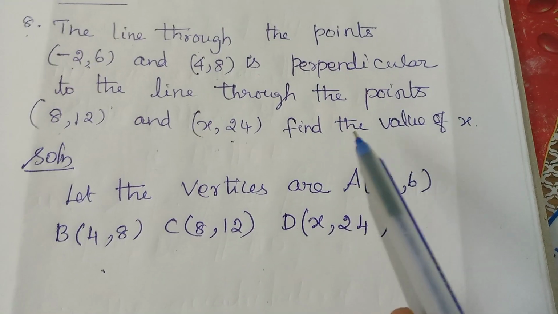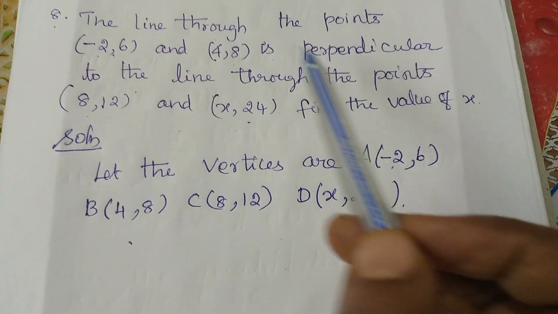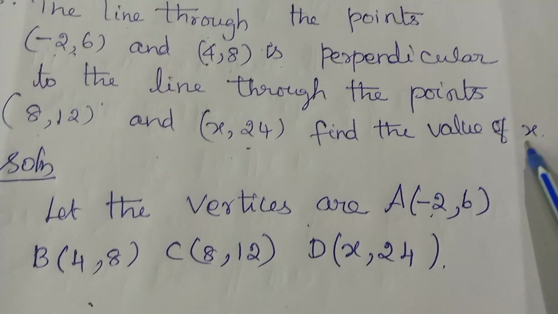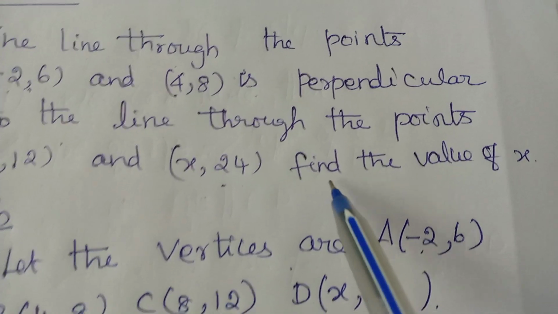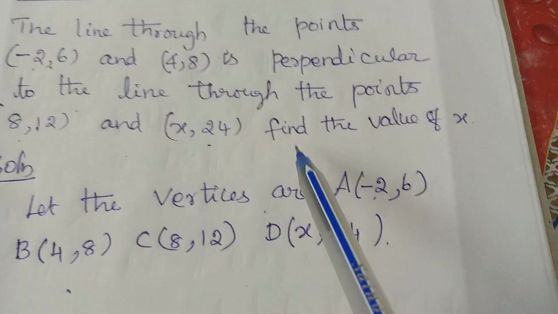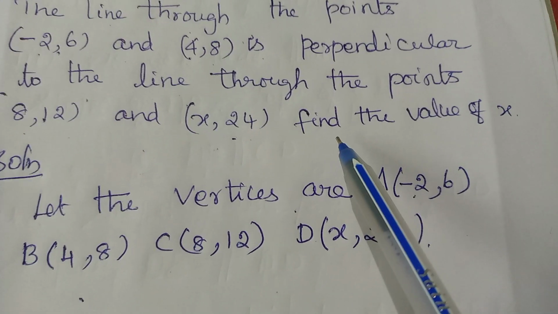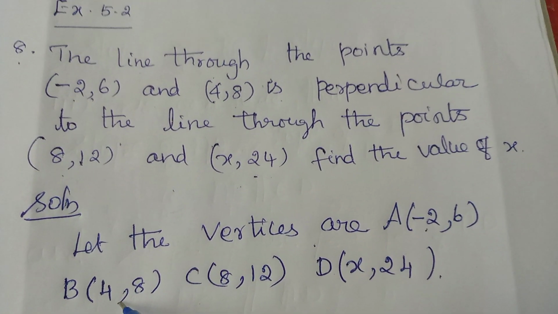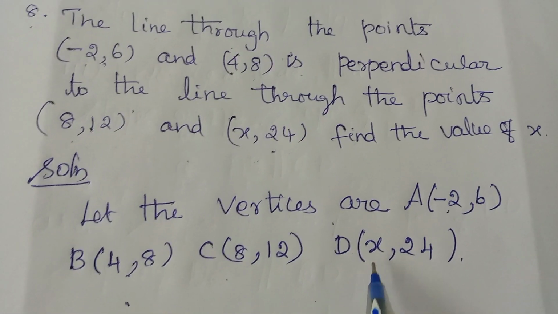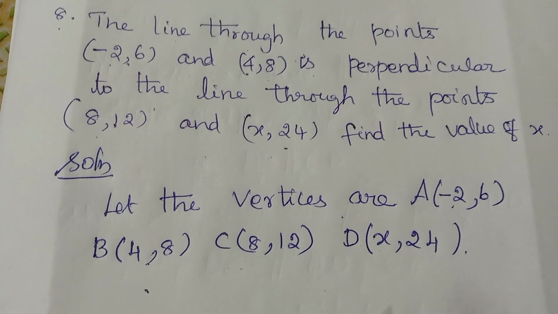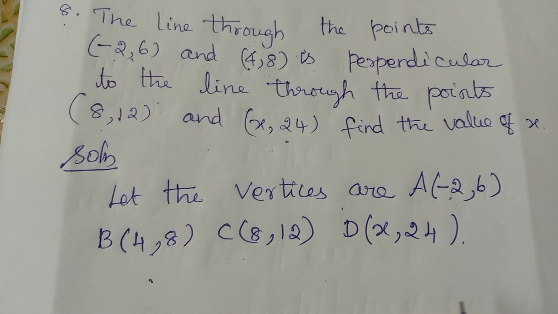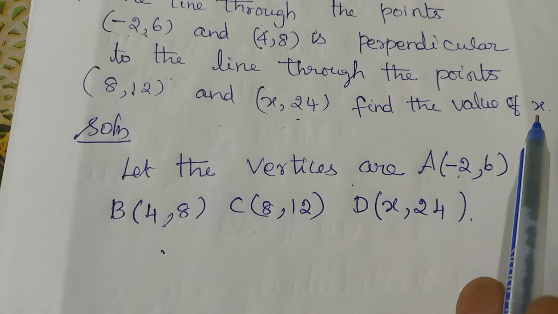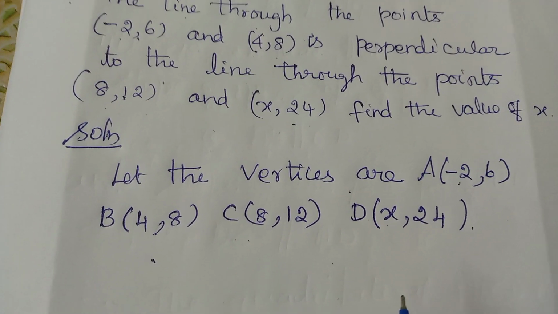What is the question now? The lines are perpendicular. If two lines are perpendicular, what is the value of x? We know that for two perpendicular lines, M1 into M2 is equal to -1. First let us find the slope of AB, that is M1, then the slope of CD, that is M2. Then we can use the M1 into M2 equal to -1 condition and get the unknown value x. Let's do it. Listen carefully.